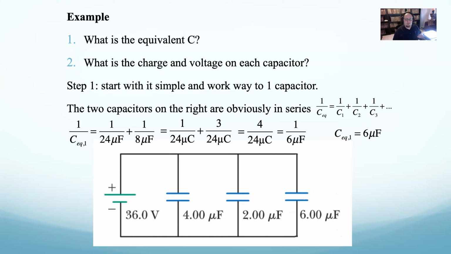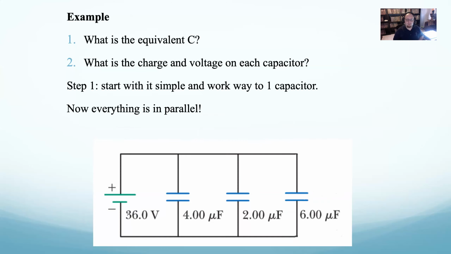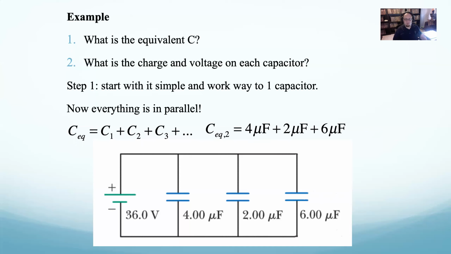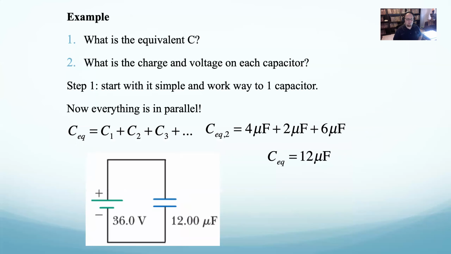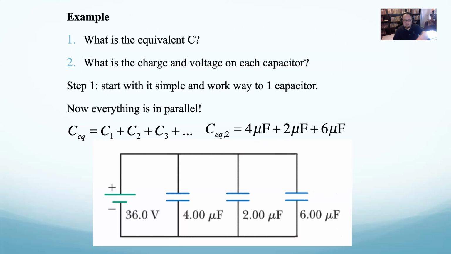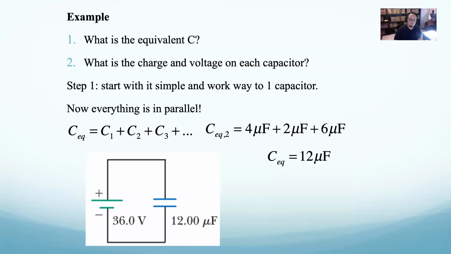So what I'm going to do is say, okay, now that I know that's a 6 microfarad capacitor, now I have 3 capacitors in parallel. Because that's all it is, just 3 capacitors right in parallel. Equivalent capacitance, add them up. And so I can say my equivalent capacitor here is just going to be 4 plus 2 plus 6, which is 12. And I can say that this setup is the same as this, because it's just 3 in parallel. And so that would be my equivalent capacitance.